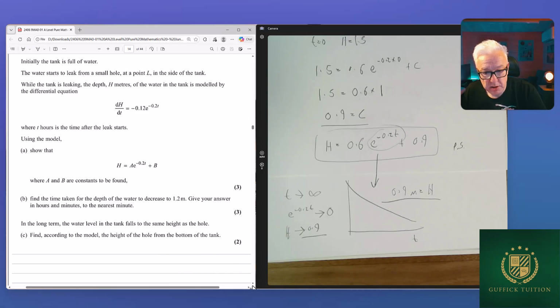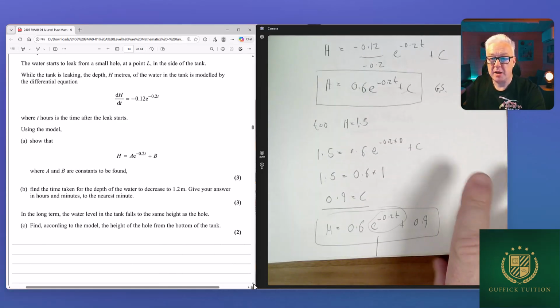Quite a really nice differential equation question there. Okay, I hope you found that helpful.